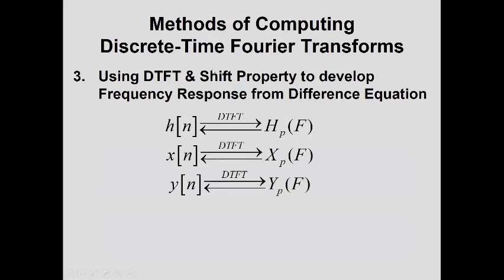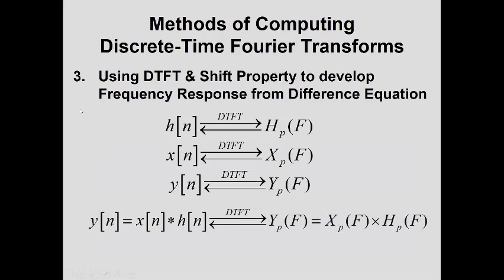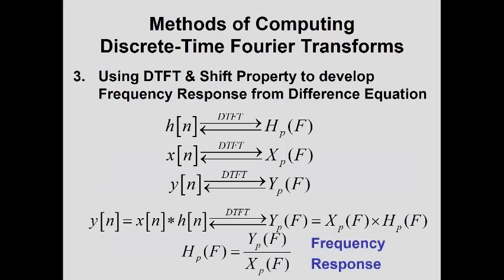So we have this relationship now that if h of f, x of f, and y of f are the discrete time Fourier transforms of h of n, x of n, and y of n, instead of doing convolution in the time domain to find the output signal, we can do multiplication in the frequency domain to find the DTFT of the output signal. But that also means in the discrete time Fourier transform domain, the frequency response is the ratio of the output signal's discrete time Fourier transform and the input signal's discrete time Fourier transform.